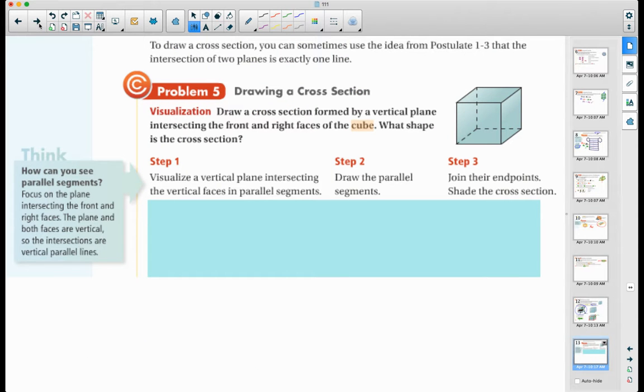All right. To draw a cross section, you can sometimes use the idea in postulate 1.3 that the intersection of 2 planes is exactly one line. So you know if two planes are going to intersect, that their intersection is going to be exactly one line. All right, so that might help you draw this. All right, so go ahead and pause the video and draw the cross-section formed by a vertical plane intersecting the front and right faces of the cube. What shape is the cross-section?